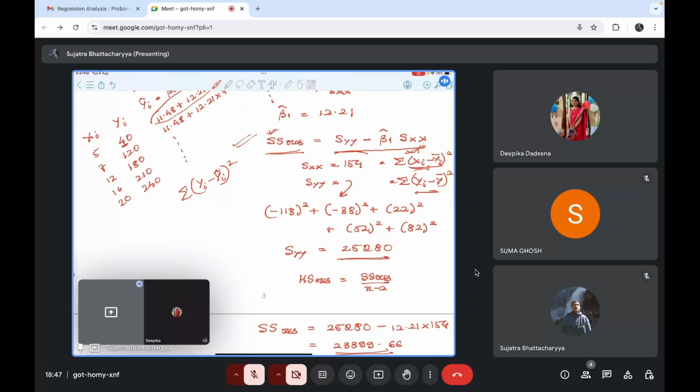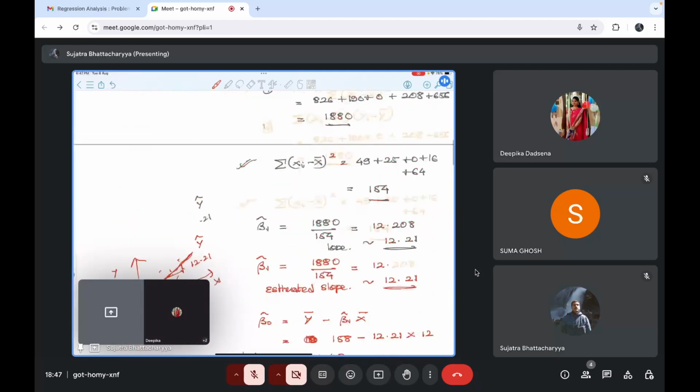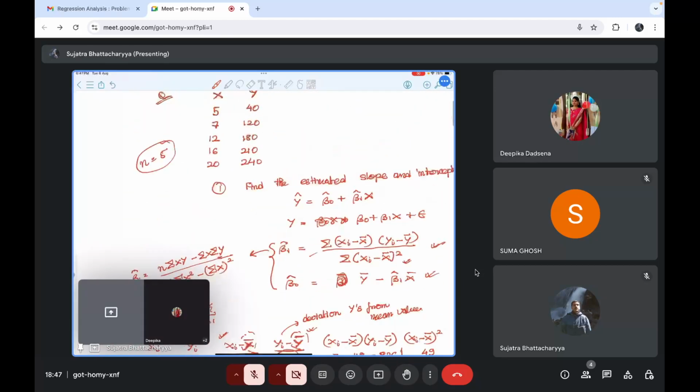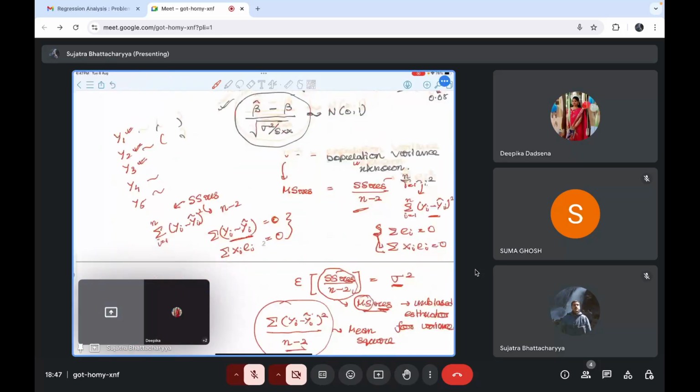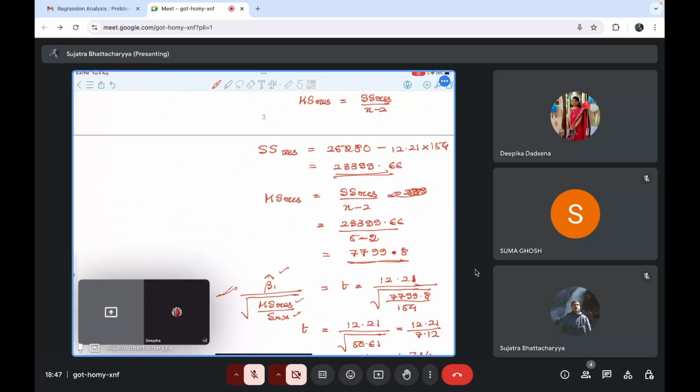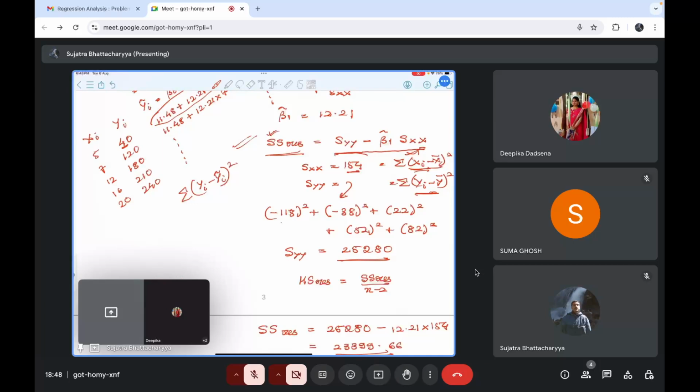Now this SXX is nothing but the summation of xi minus x bar whole square, which is already known to me. And SYY is the summation of yi minus y bar whole square. Now you just square each and every part here, whatever is written. So this is yi minus y bar, right? You have to square each individual term and sum it. That is what I have done.